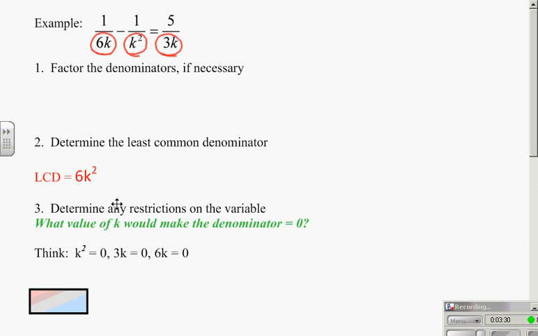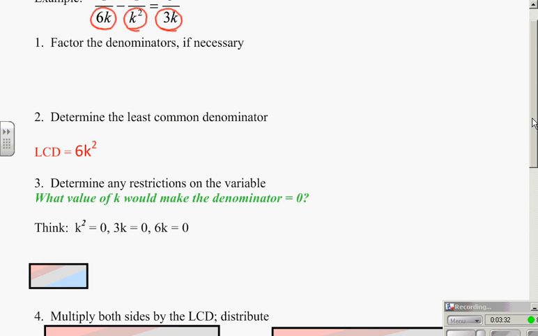Now, we're going to determine any restrictions on the variable. So what we have to think at this point is what value of k would make the denominator equal 0. And since I have 3 denominators, I'm really thinking about 3 little baby problems. If k squared equals 0, if 3k equals 0, and 6k equals 0, each of the denominators. So you would actually go through and solve them. And in this case, they all come out the same. They wouldn't necessarily, but if k were 0, those denominators would equal 0. But since our denominator can't ever be 0, this helps us find our restrictions. And so our restriction is to say that k can't be 0.